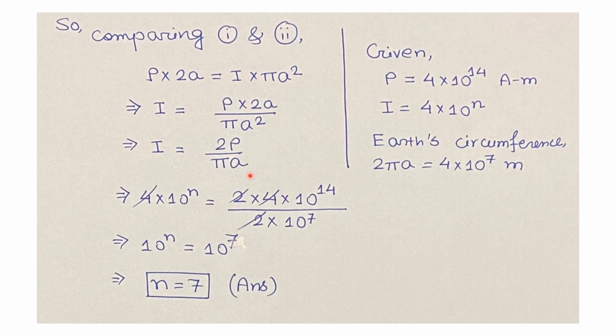So we'll get 4 into 10 to the power n equals 2 times 4 times 10 to the power 14 divided by 2 times 10 to the power 7. So here 2 and 2 will be cancelled out from the numerator and denominator, and from the left side and right hand side the 4 will be cancelled out. So effectively we will get 10 to the power n equals 10 to the power 7. So the value of n is 7 for this question.